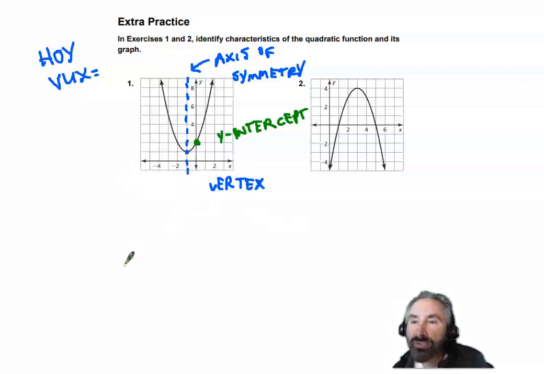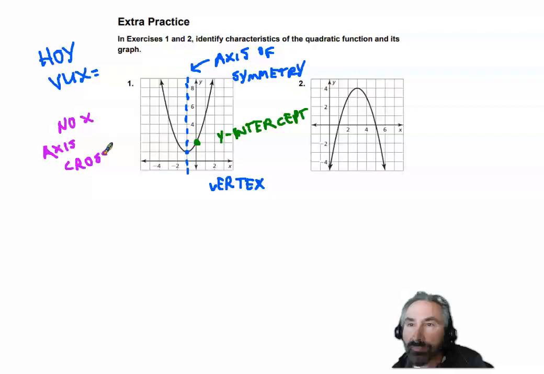One thing that's kind of interesting about it is that there are no x-axis crossings. In other words, there's no x-intercepts. Now you'll notice in the graph right next door, there is a couple of x-intercepts.